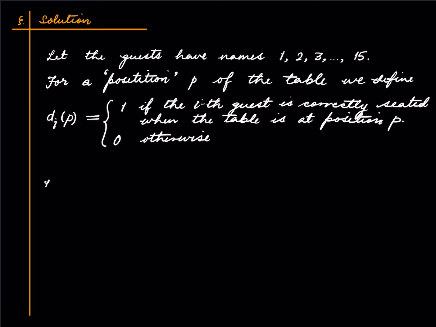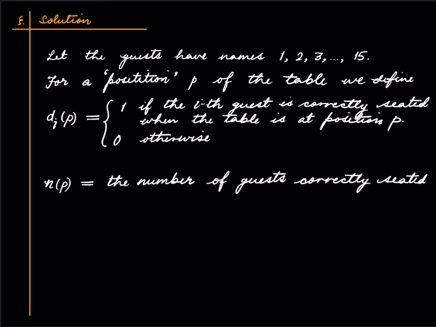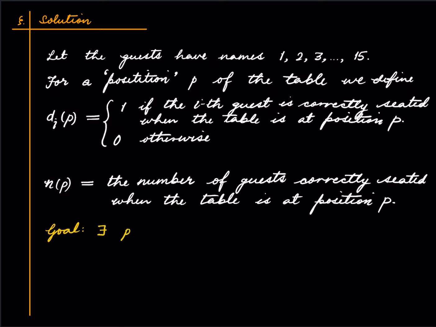Okay. Similarly, we define N P as the number of guests correctly seated when the table is at position P. All right, so these definitions are very simple, but here is the thing. The problem asks to show that there is a position such that N P is at least 2.